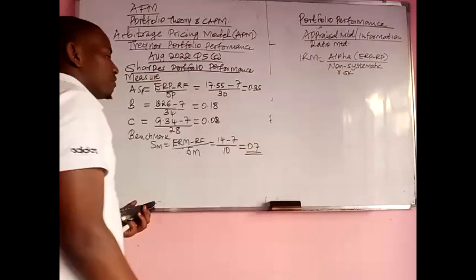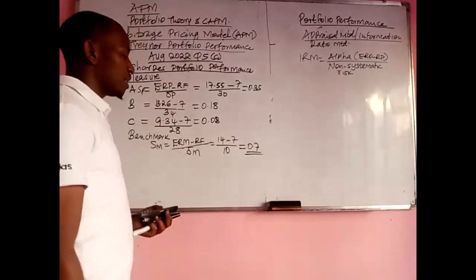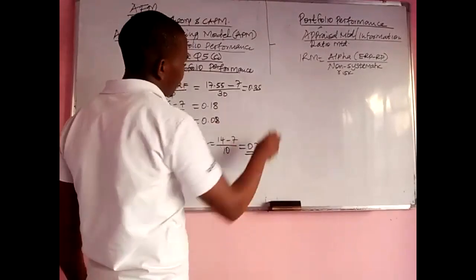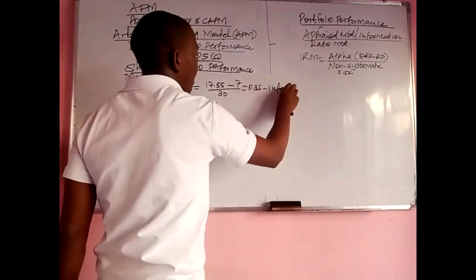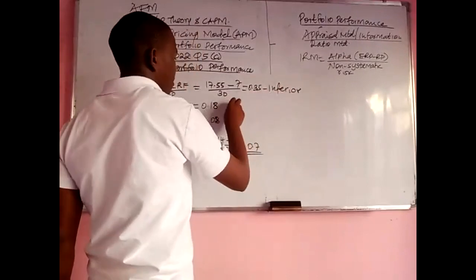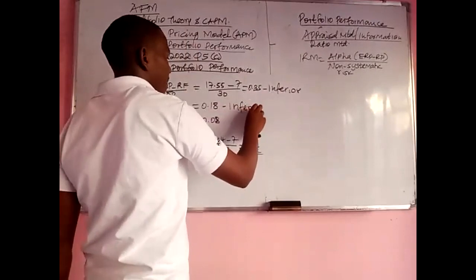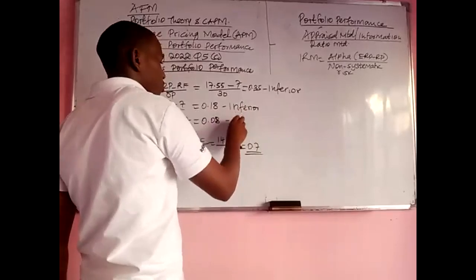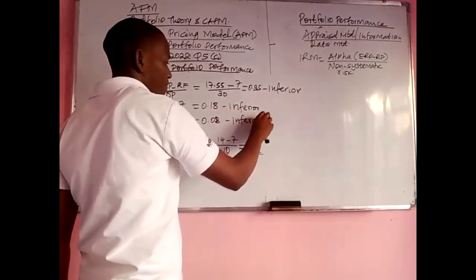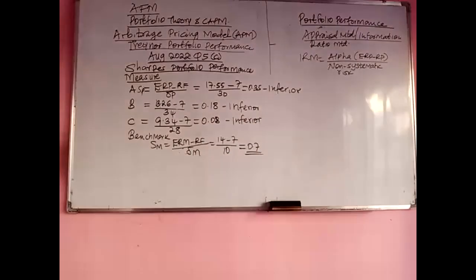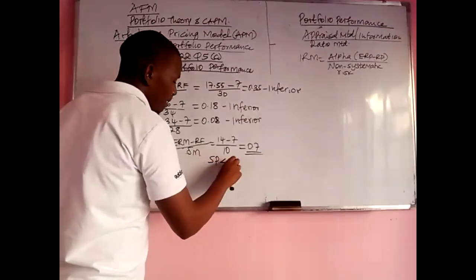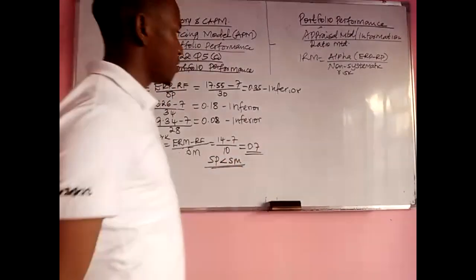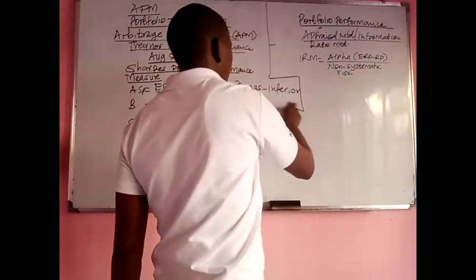If a portfolio's ratio is greater than this, it indicates superior performance. Therefore, when you look at all of them, these are inferior, they are less. This is also inferior, and this is also inferior. This is because the Sharpe ratio for the portfolio is less than the Sharpe ratio for the market. And that is our decision for Roman number one.